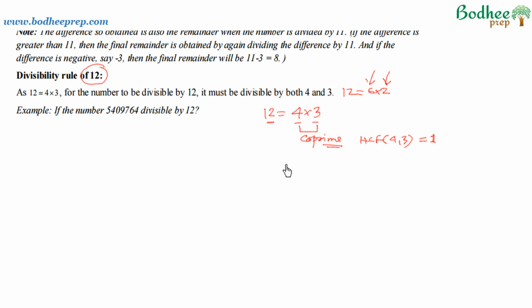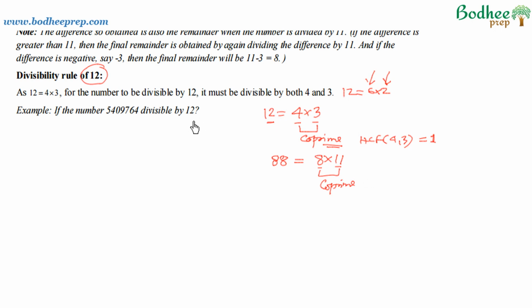For example, suppose we come across a question which asks us to check whether a number is divisible by 88 or not. In such a case, we have to break 88 into 8 into 11, so that the HCF of 8 and 11 is 1, or they are co-prime. In the coming section, when we take examples, I'll make it very clear.